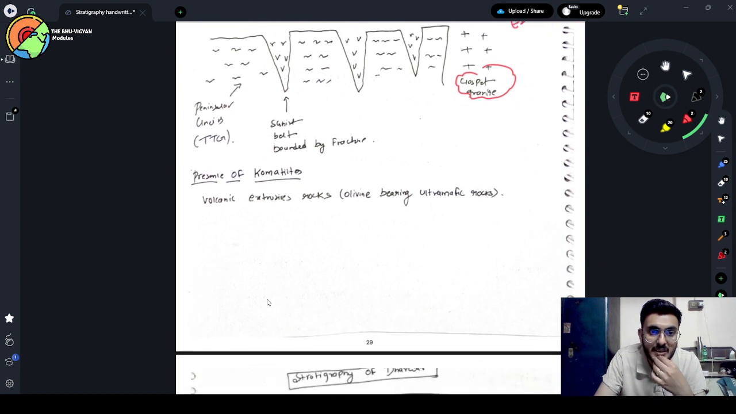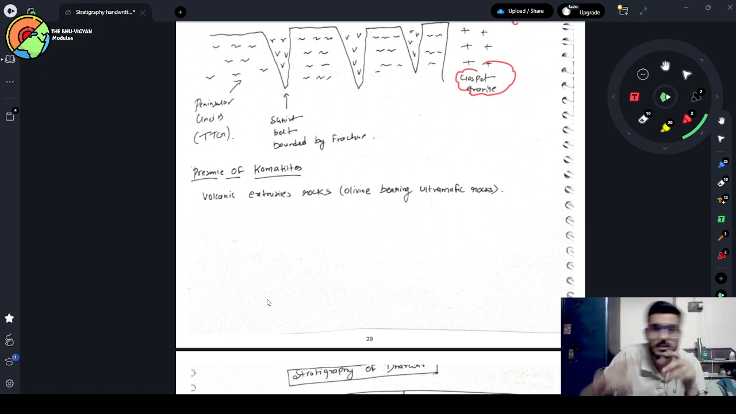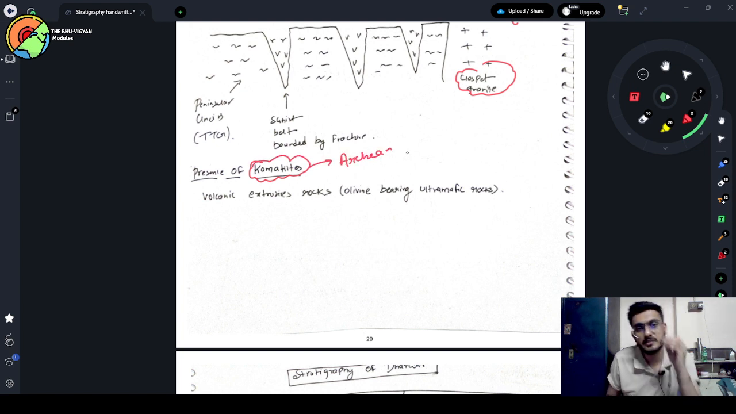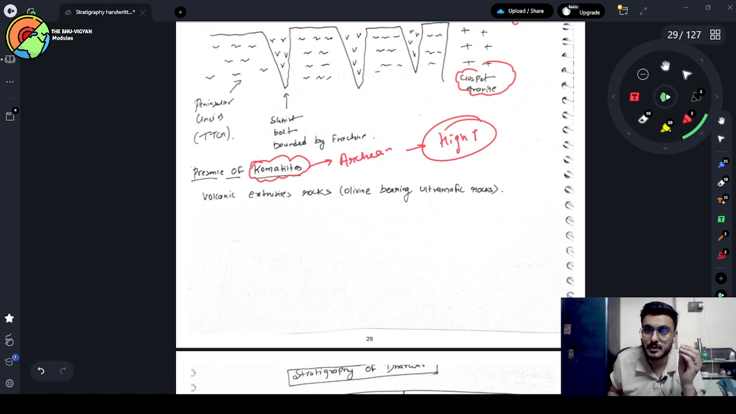Now the presence of komatiites also occurs in this region. These komatiites are olivine bearing ultramafic rock. Okay, these komatiites also represent the Archean age, because these komatiites form at very high temperature, and this much temperature was present during the Archean time, which resulted in the formation of komatiites. The special feature of these komatiites is the spinifex texture.